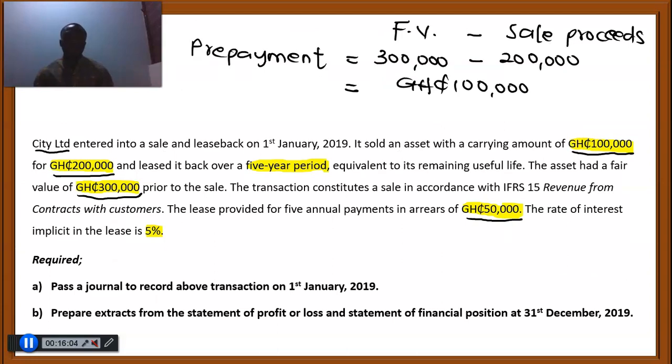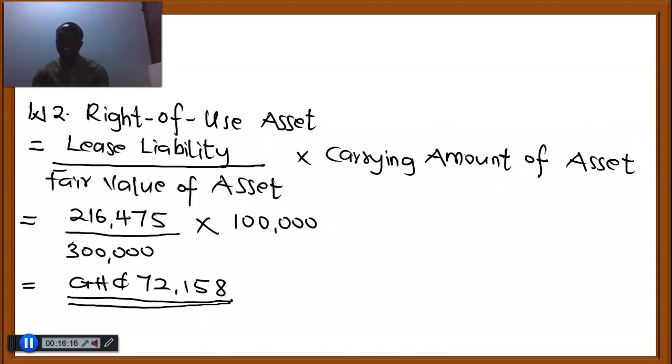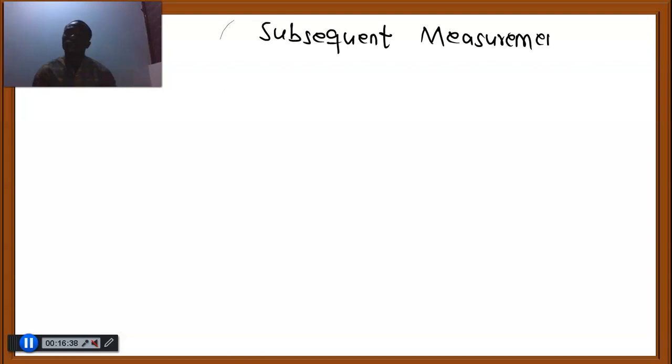In requirement B, we are told to prepare extracts from the statement of profit or loss and statement of financial position. As you may already know, IFRS 16 says that lease liabilities are subsequently amortized. So we are going to amortize the lease liability. So we have subsequent measurement. We prepare our amortization schedule.